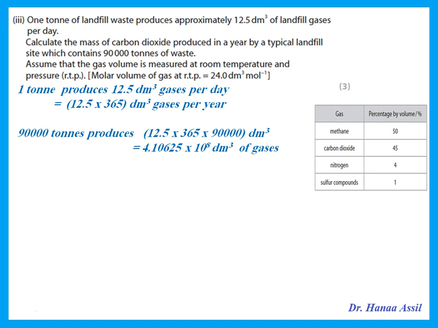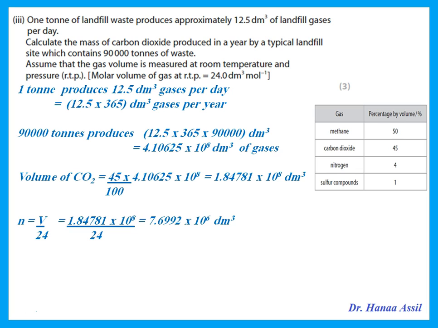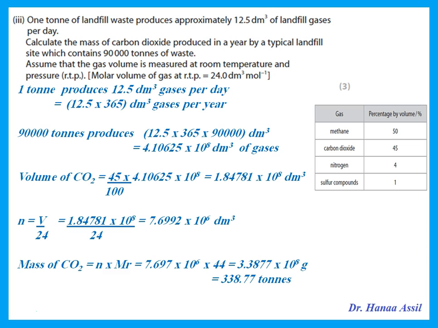And then we look at, he's asking about what? Carbon dioxide. He gives me in the table that carbon dioxide is 45% of these gases. So this is not all carbon dioxide. Only 45% of it is carbon dioxide. So I can get the volume of carbon dioxide. And then what does he want? He wants the mass. Well, I need to get first the number of moles. Number of moles is volume over 24. And then I can get the mass, the number of moles times MR. That gives me 338.77 tons of carbon dioxide.